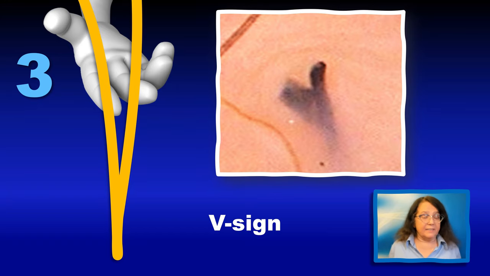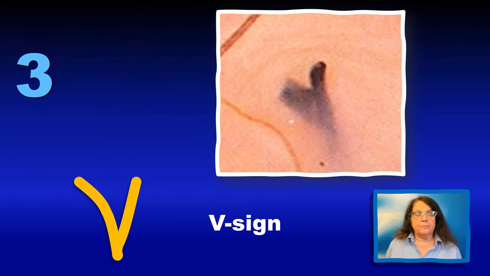Number three is the V sign. The V sign develops when a person is pulling 2 hairs or more within 1 follicle unit. And when the hair breaks, they will usually break at the same length, because they are being pulled with the same strength at the same angle. And what will be left will be 2 hairs which form a shape like a letter V. And this is the V sign, also a typical feature of trichotillomania in trichoscopy.